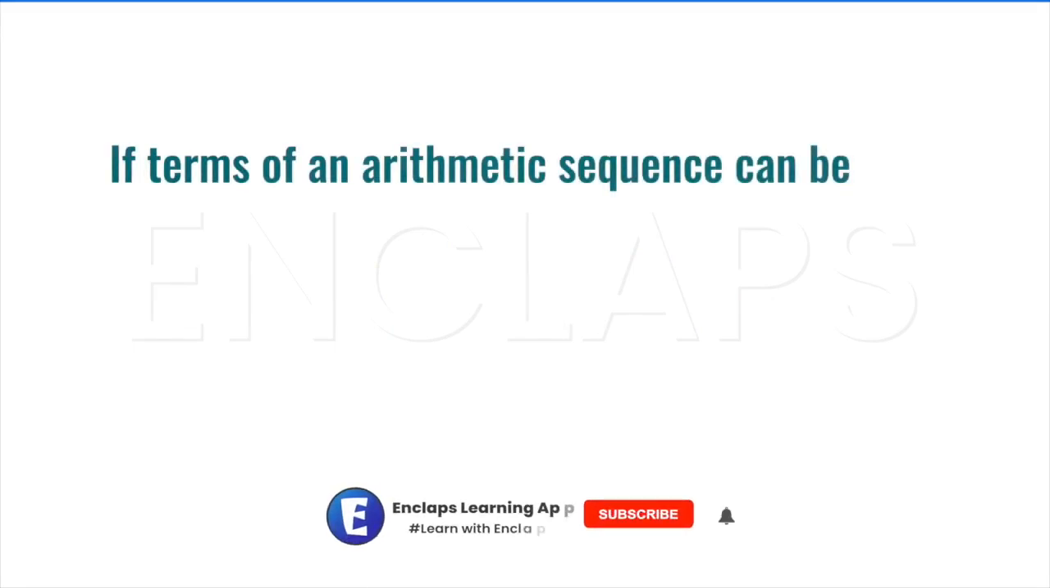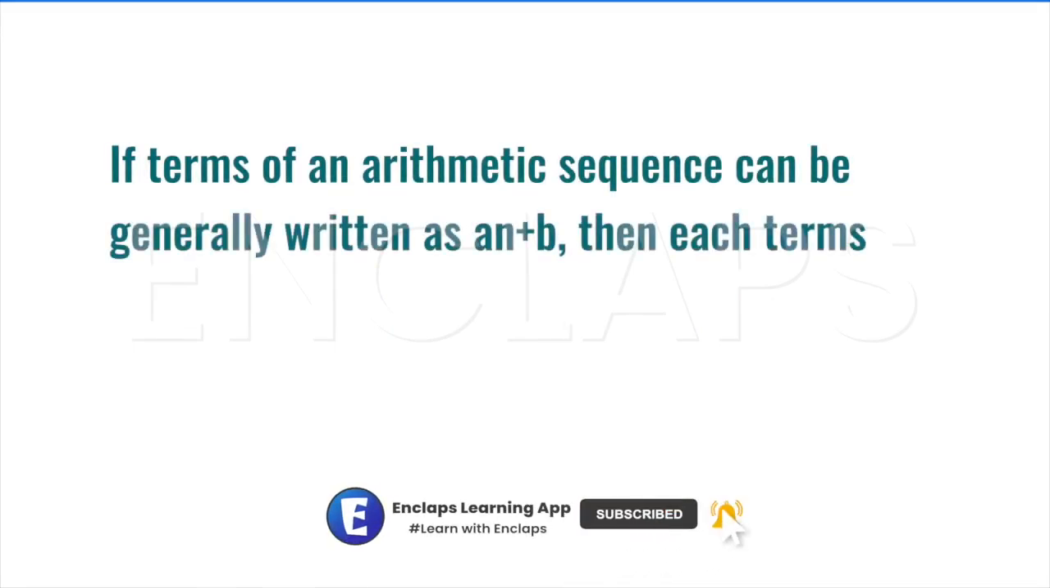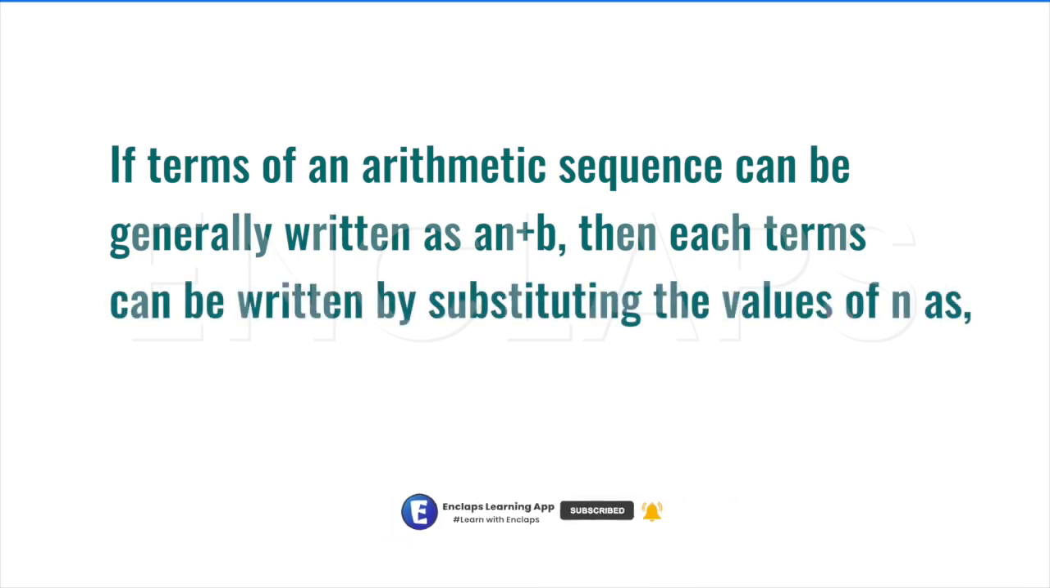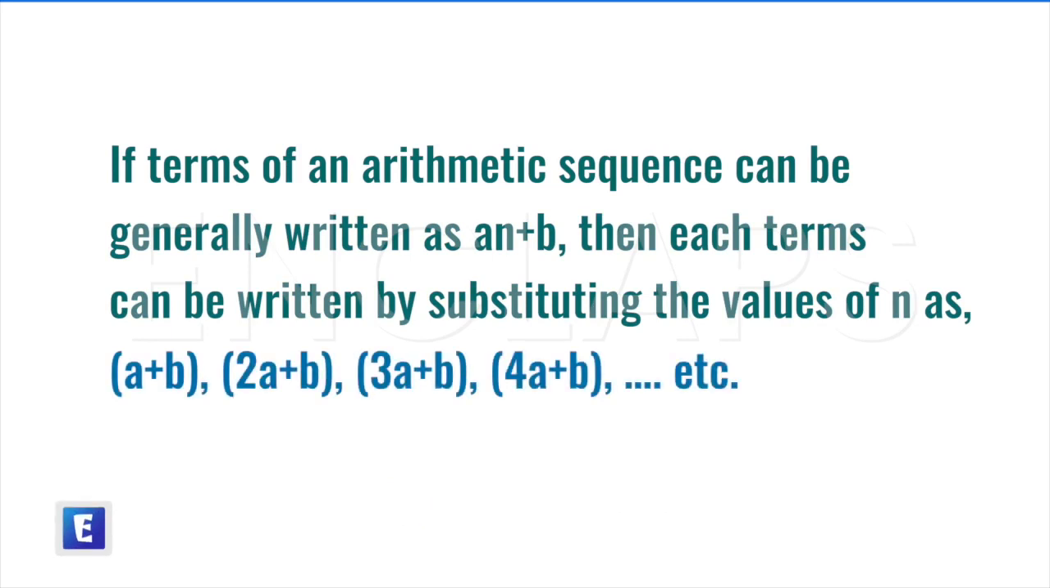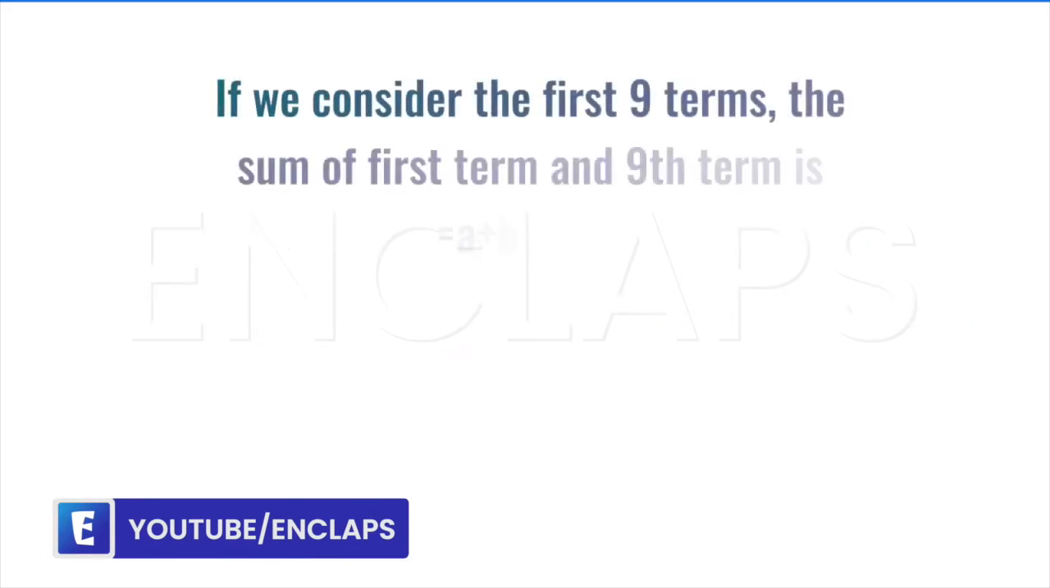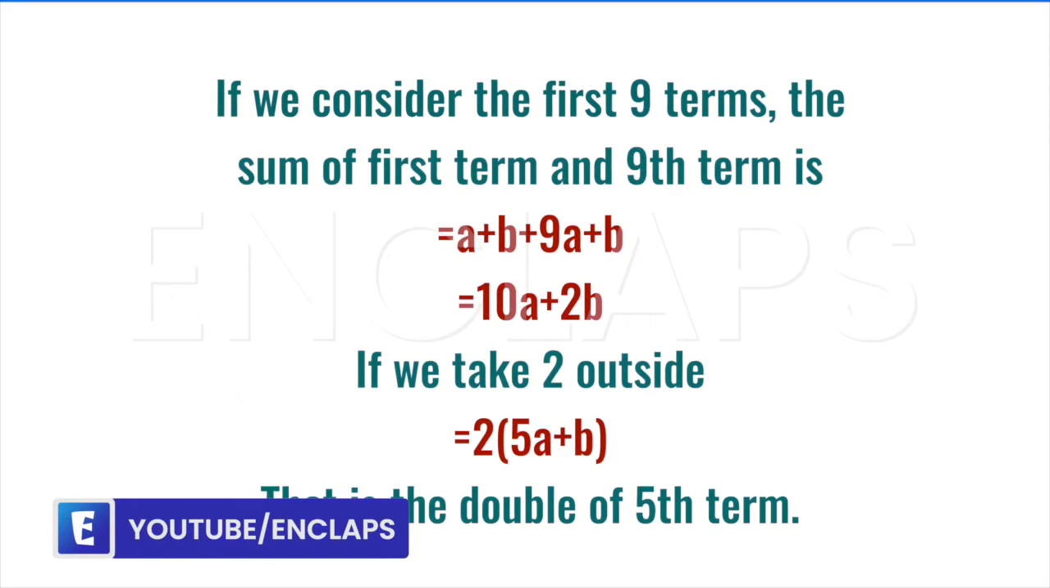If the terms of an arithmetic sequence can be generally written as an plus b, then each term can be written by substituting the values of n: a plus b where n is 1, 2a plus b where n is 2, 3a plus b, 4a plus b etc. If we consider the first 9 terms, the sum of the first term and the 9th term is a plus b plus 9a plus b, that is equal to 10a plus 2b. If we take 2 outside, we will get 2 into 5a plus b. Here we can see that this is double the 5th term.